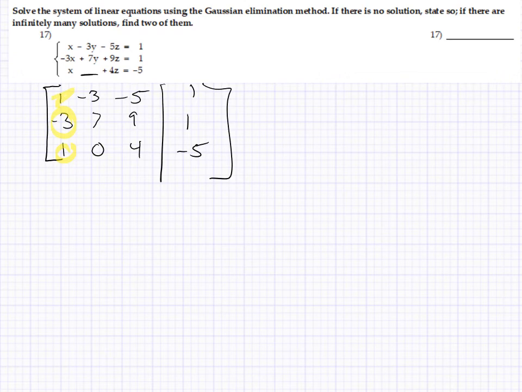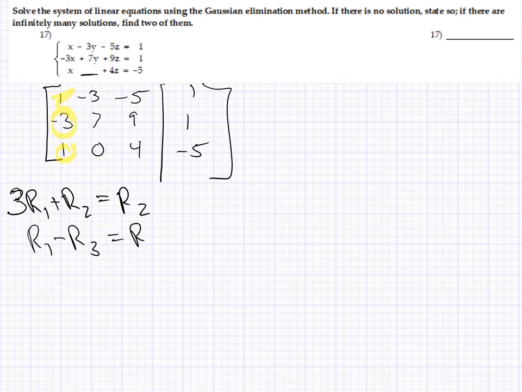So let's work one at a time. So if we take 3 times row 1 plus row 2, we'll get the new row 2. And I'm going to do two things. I'm also going to do row 1 minus row 3 to get my new row 3. So we'll do both of those things. So then the new augmented matrix with each of those reductions would be what?